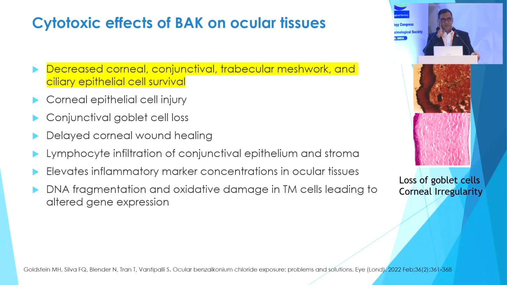The cytotoxic effect of BAC, which is benzalkonium chloride, the most common preservative used, is decreased corneal, conjunctival, trabecular meshwork, and ciliary epithelial survival. We all know about the conjunctiva, the cornea, and the goblet cells. What many of us didn't know, or till recently I didn't know, is that the trabecular meshwork is also affected by BAC.